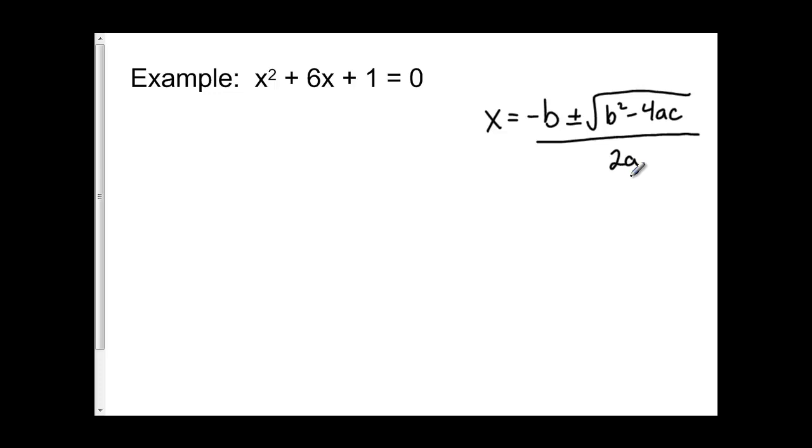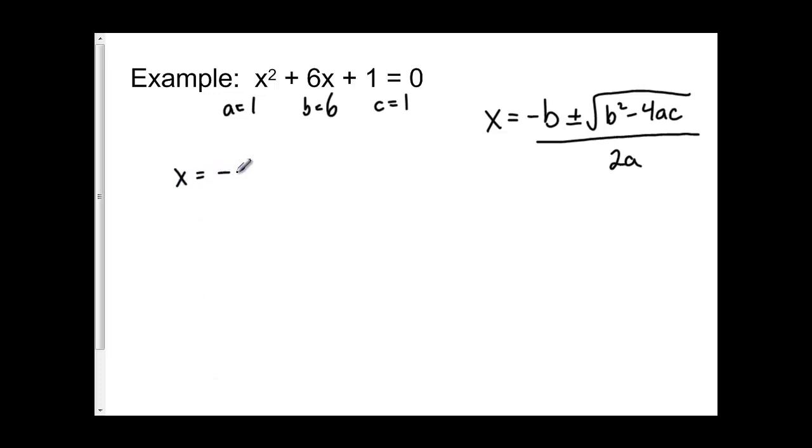Now you can see the example. If we were going to factor, we would be looking for something that multiplies to give us 1 and adds to give us 6. Since there's no such number, we're going to have to come up with another way. Our a value, since there's no number in front, is going to be 1. Our b value is 6, and our c value is 1. So we need to substitute this into our equation.